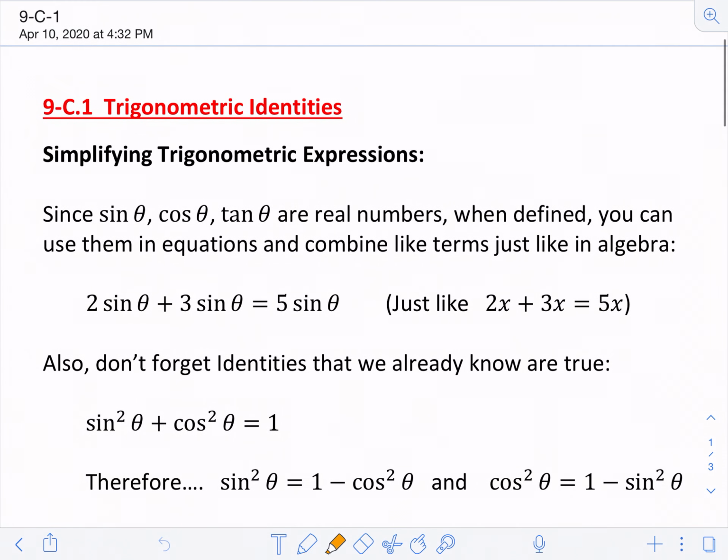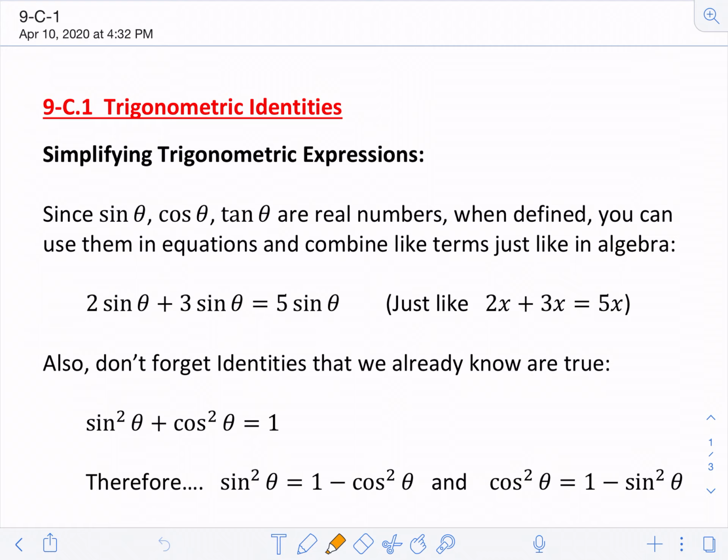Hi everybody, welcome back. Today we're going to look at section 9.C.1, which is trigonometric identities. So we're going to be looking at solving different trigonometric equations and expressions. And we're going to start off with some of the basic identities that we're actually a little familiar with already. So first of all, let's talk about simplifying some trigonometric expressions.